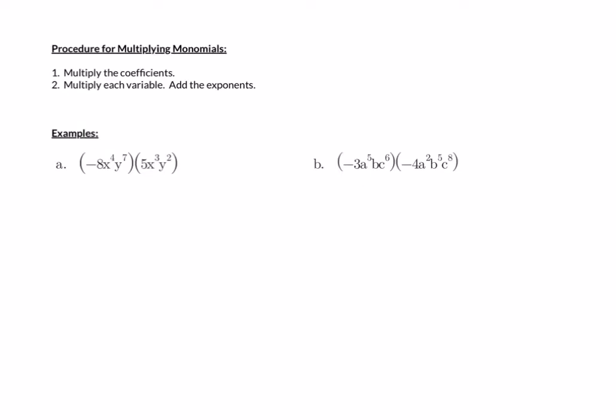So we start by multiplying our numbers. Negative 8 times 5 is negative 40. We combine our x's. X to the fourth times x cubed, we add the exponents, so we get x to the 7th. We combine our y's. Again, we add our exponents, and we get y to the 9th.